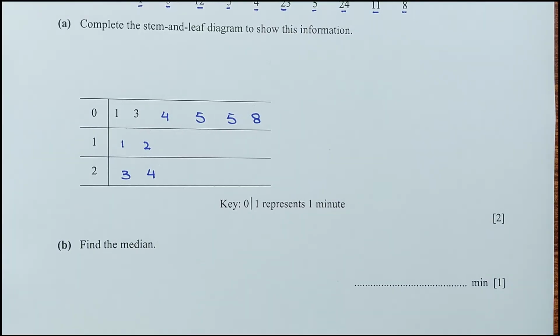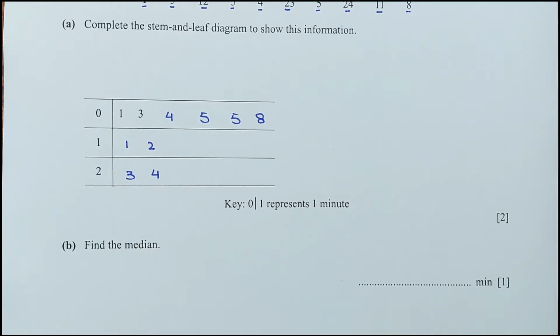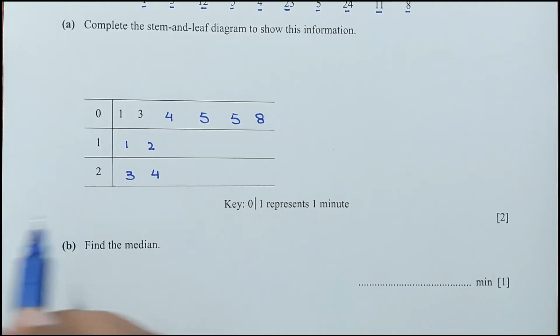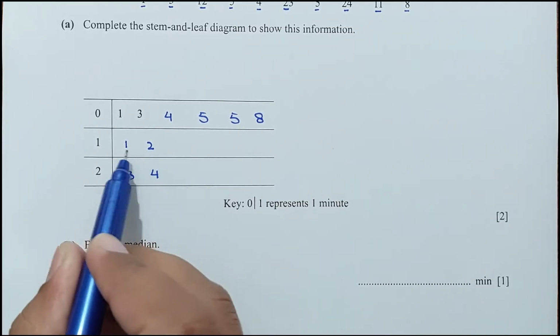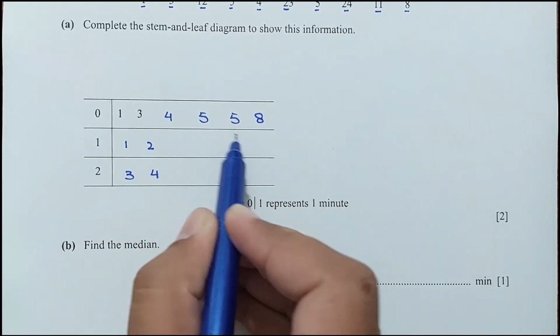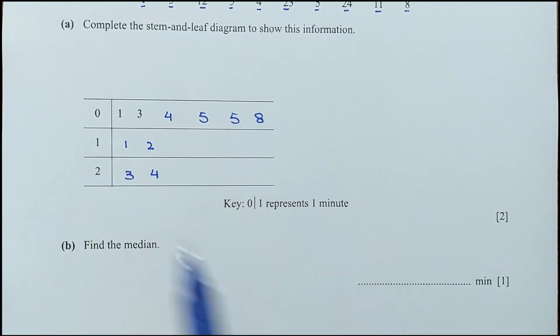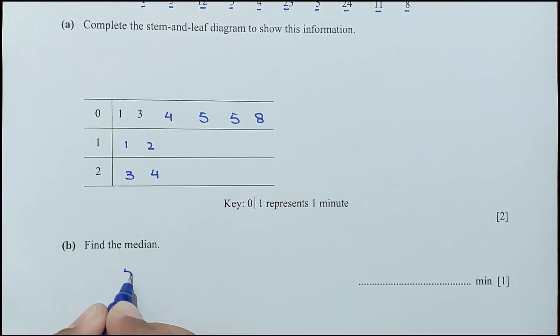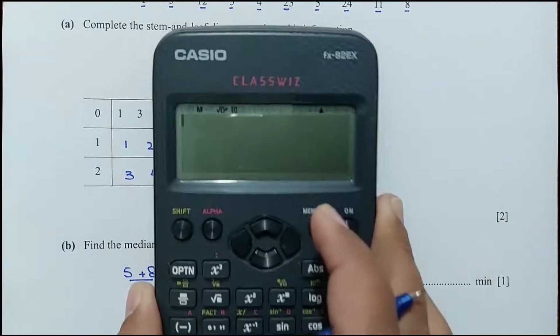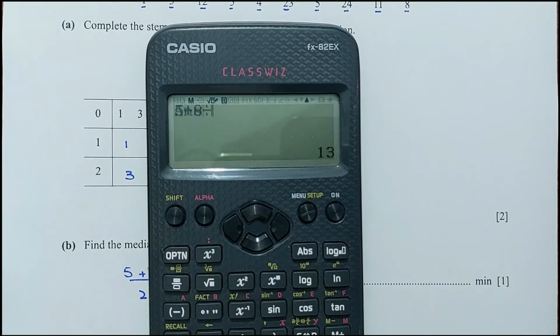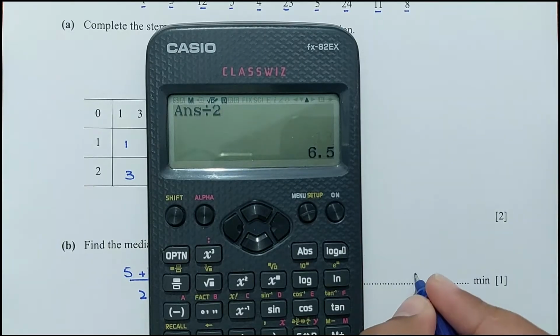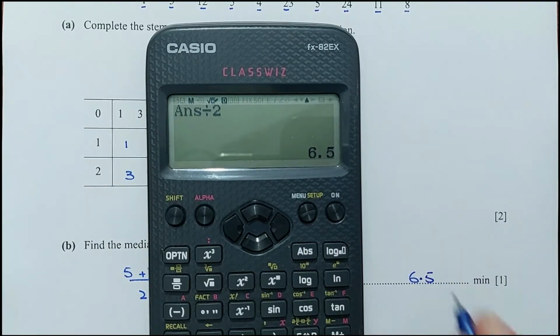So median is the middle value of the data. As we know that the data has 10 numbers, we have to find the average of the middle two. So 1, 2, 3, 4, 1, 2, 3, 4. These are the two middle ones, which are 5 and 8. So the median is the average of 5 and 8: 5 plus 8 divided by 2. This is 6.5 minutes, the median. Right.